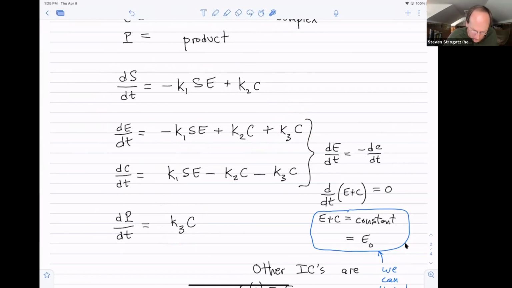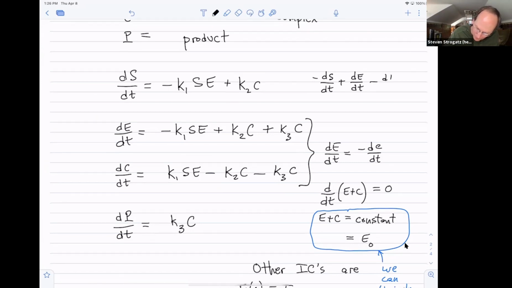Wait, we should be able to see this. Yeah, I think that does. Something like that, right? If I took the negative of dS/dt and added that to dE/dt, then the first two terms in each of them would cancel. I would be left with a plus K3C, so I could then go minus dP/dt. That would be zero also, wouldn't it? I think I did that right.